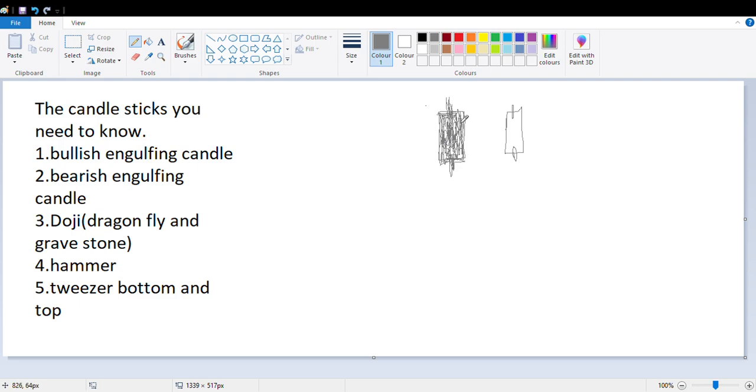So this bearish candle forms at the top here, at the middle or the center, and then it closes down. And then the bullish candle forms or starts from the base, and then it moves and forms up.